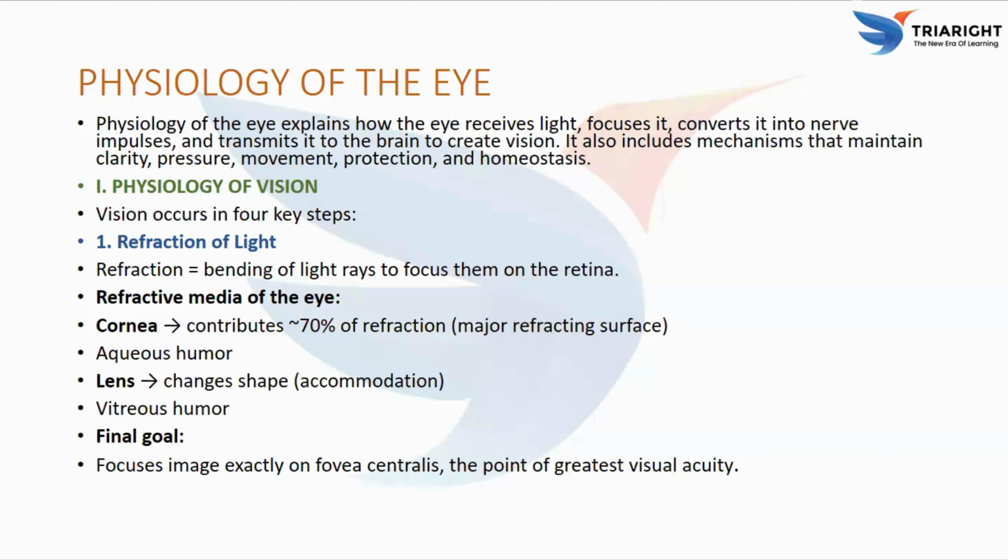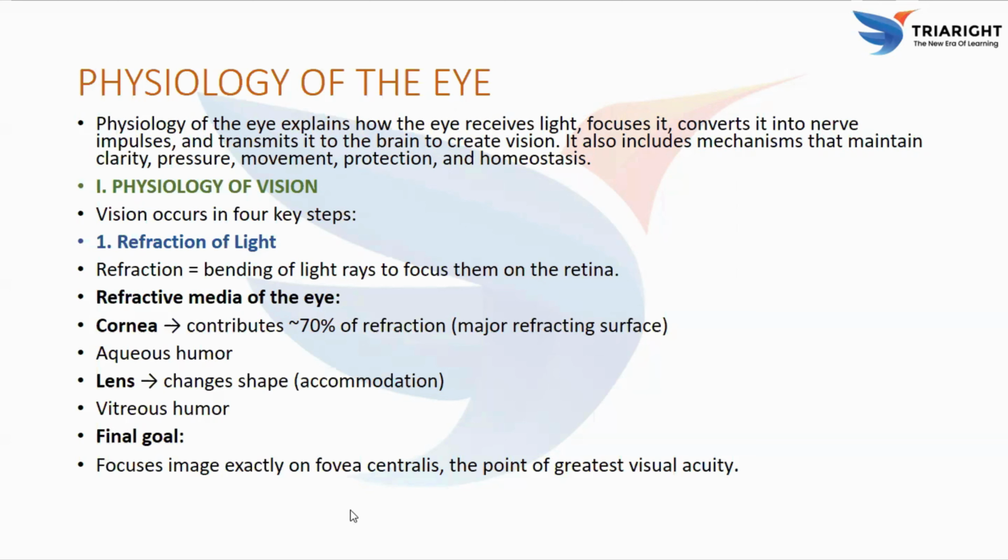So the physiology of the eye describes how the eye receives light, how it focuses it, how it converts it into electrical signals and sends it to the brain to form vision. This also includes the mechanisms that maintain eye health, like clarity, pressure, protection, and also homeostasis. So what is the physiology of vision? Vision occurs through 4 main steps.